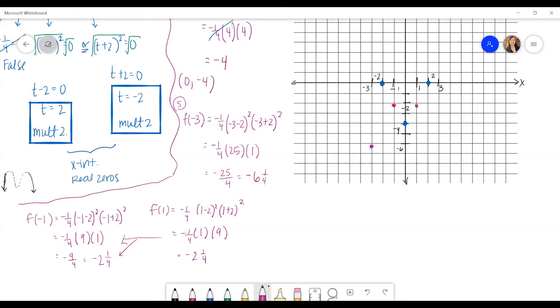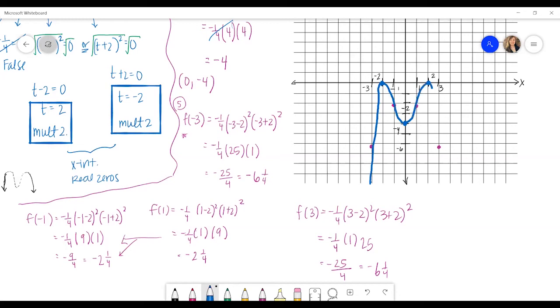Okay, last but not least, let's try f of 3. And I suspect it's going to look similar to what we did up here. So you've got your -1/4. 3 minus 2 is just 1. And if you square that, you get 1. 3 plus 2 is 5. If we square that, we get 25. And you get that same answer, -25/4, which is -6.25. So if we connect all of this, kind of like the letter M, give or take, hopefully a little less wobbly. All right.